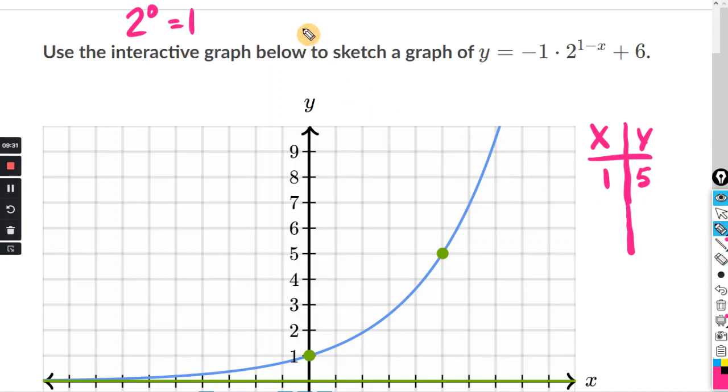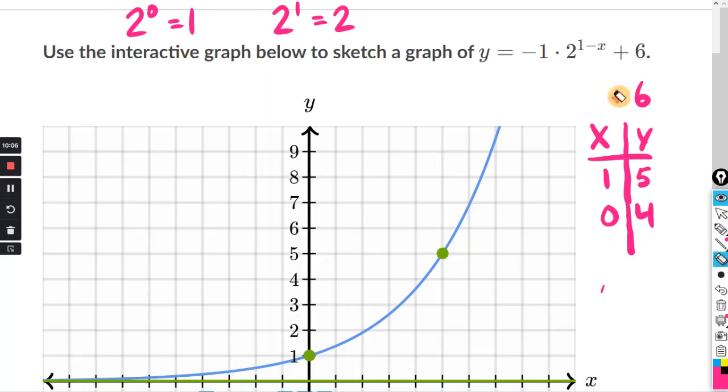And the other easy point would be 2 to the first power. That would give us 2. All right, so what would make this to the first power? Well, if x were 0, it would be 1 minus 0. So if x is 0, we have negative 1 times 2 to the 1 minus 0. So that's 2 to the 1 plus 6. Negative 1 times 2 is negative 2, plus 6 is 4. All right, so we have those 2 points.